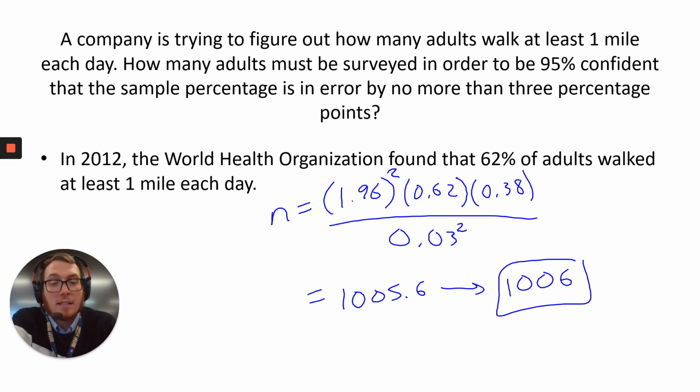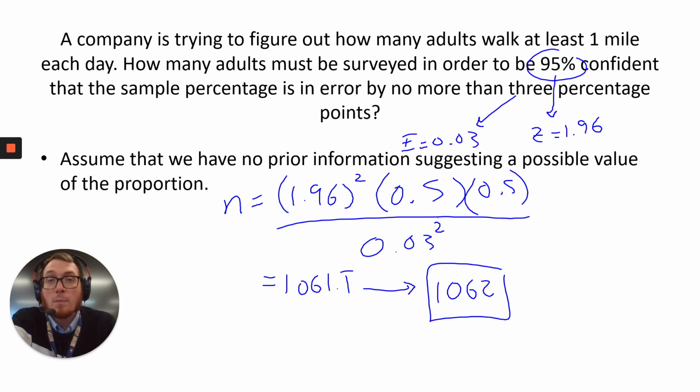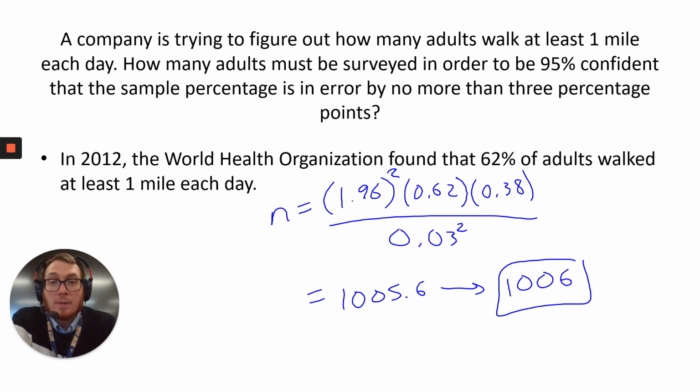That makes sense because the previous version was the most people I'd ever have to ask if I knew nothing else before I started. This one says, okay, now I know some stuff. Find the answer for me. And this one would round to 1006. Whenever you find the sample size, make sure you have the margin of error, whatever confidence level you're dealing with, and then p hat and q hat if known, and if unknown, use 0.5.